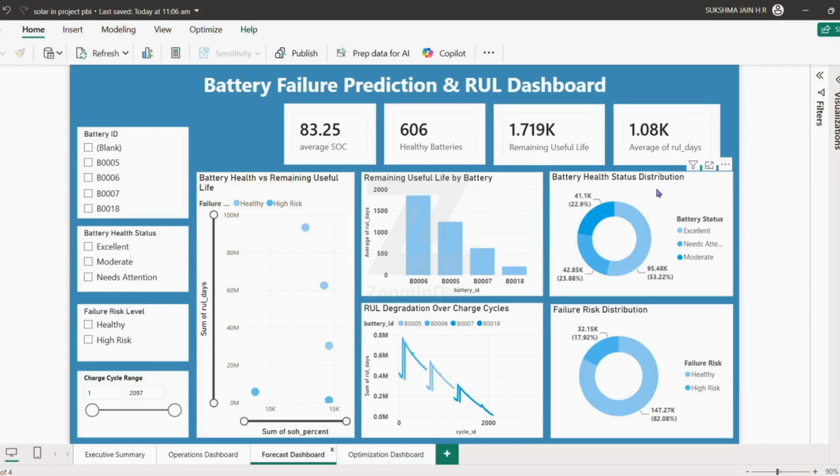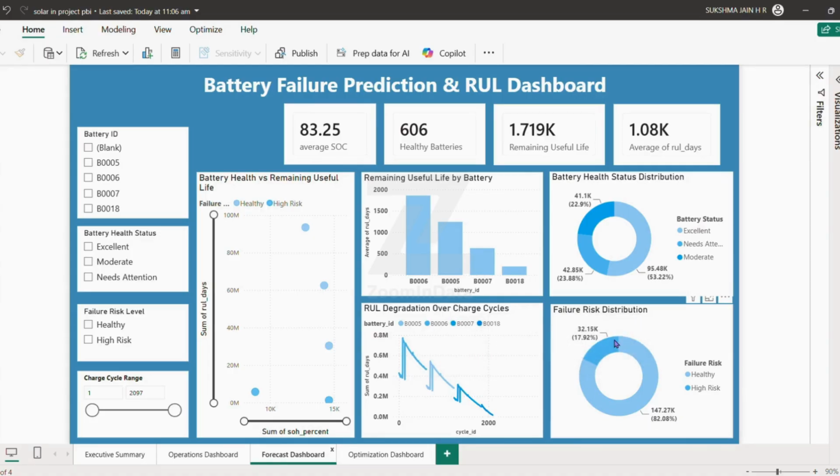Moving on to the battery status distribution. This chart classifies batteries into excellent, moderate, and needs attention categories, providing a quick overview of the overall battery health. Next is remaining useful life degradation over charge cycles. This graph illustrates how remaining useful life gradually decreases as charging cycles increase. These trends help predict when battery maintenance or replacement will be required.